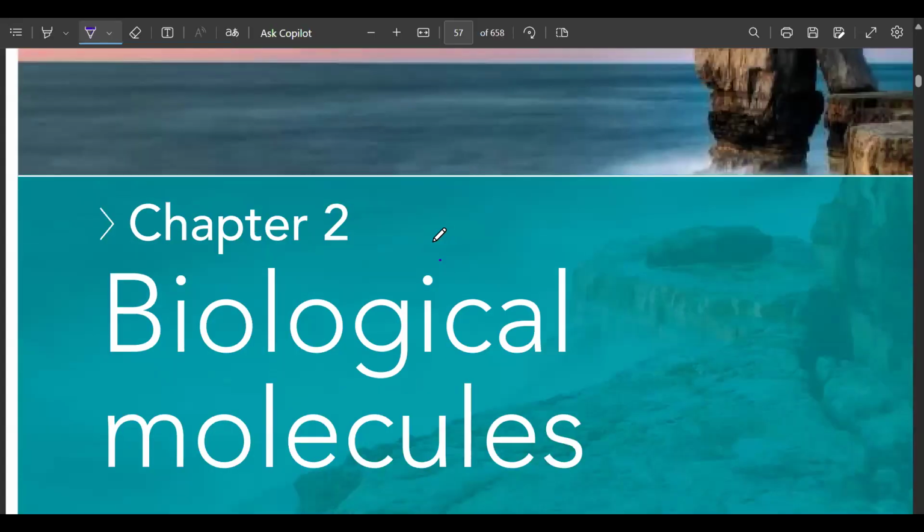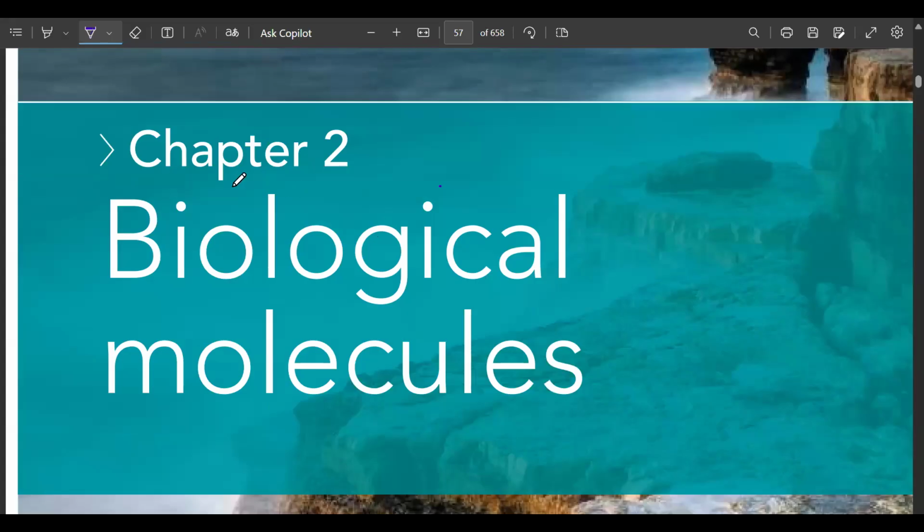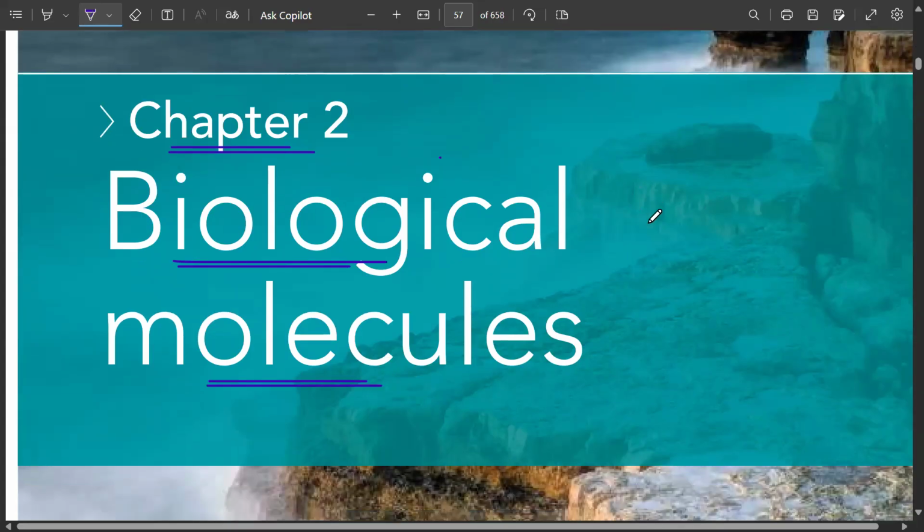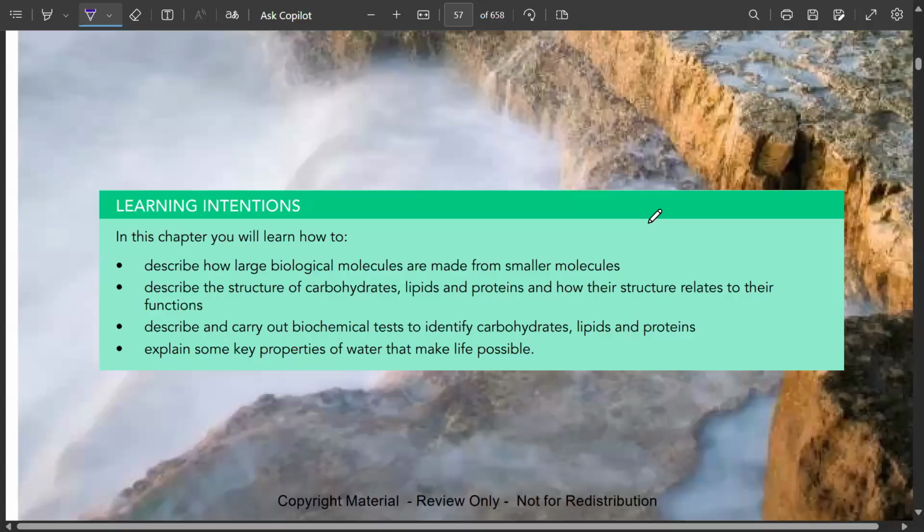All right, so our new chapter that we're going to start today is chapter number 2, biological molecules. Can you tell me what are the main biological molecules that make up our body? Like carbohydrates, proteins, fat. Exactly, good.